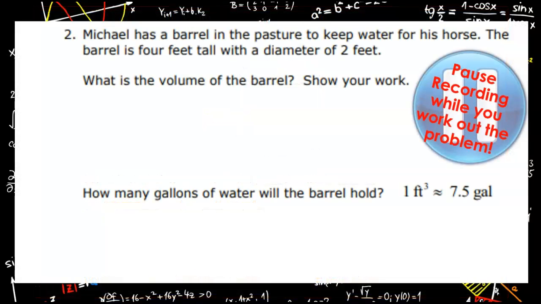All right, Michael has a barrel in the pasture to keep water for his horse. The barrel is 4 feet tall with a diameter of 2 feet. What is the volume of the barrel? So I want you to start by writing that formula, plugging in your values, showing your work, plugging it all into your calculator, giving me your answer. And then I want you to tell me how many gallons of water the barrel can hold. Once you find that volume, then you can find how many gallons will be in that barrel.